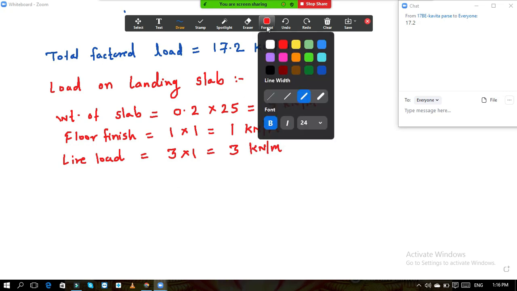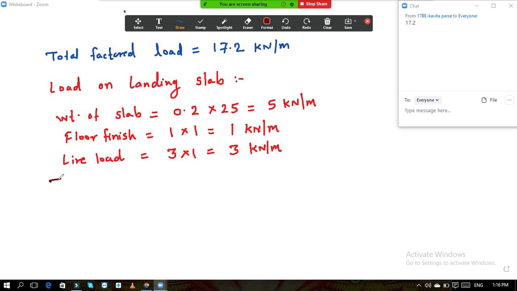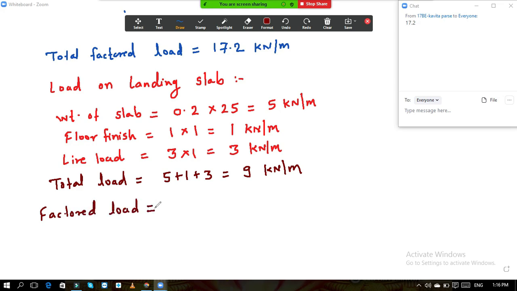So calculate the total load. So the total load is equal to 5 plus 1, that is 6, plus 3, which is equal to 9 kilonewton per meter. Then calculate factored load or ultimate load, which is equal to 1.5 into 9. So how much it is? So the answer is 13.5 kilonewton per meter.